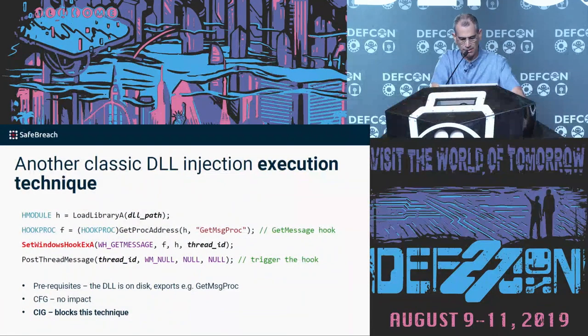Another well-known classic DLL injection technique is using SetWindowsHookEx, in which case the DLL is loaded into the target process when the target process receives an event of a certain kind. And after we invoke SetWindowsHookEx, we artificially send such an event to the target thread, and execution ensues. Again, the prerequisite is that the DLL is on disk, and again, CIG blocks this technique.